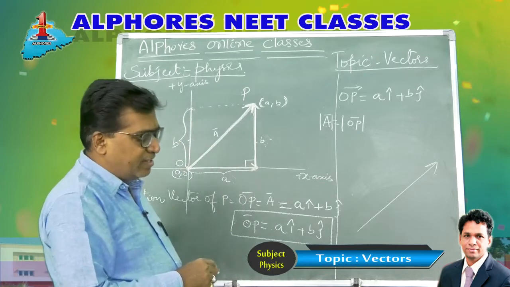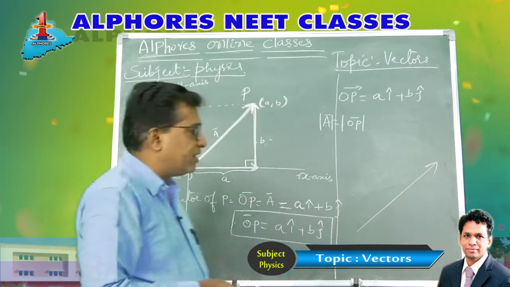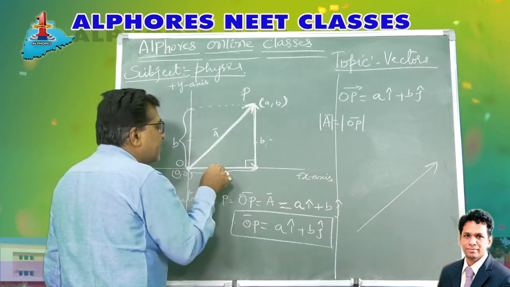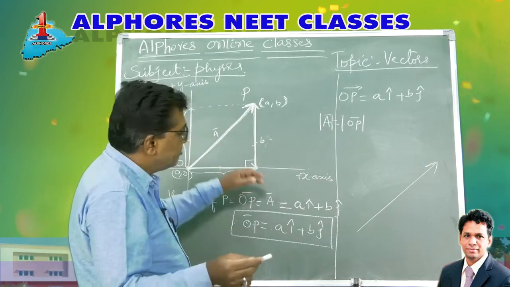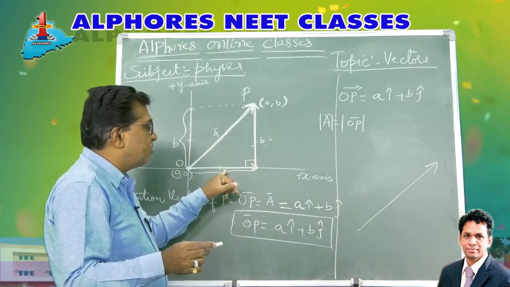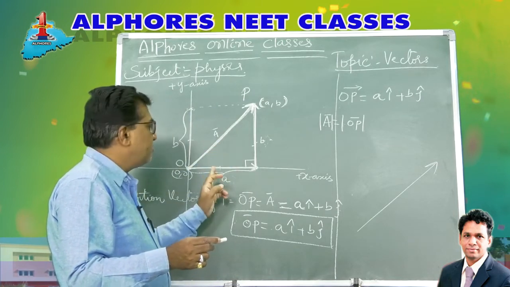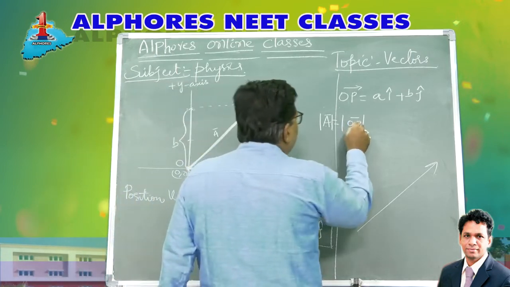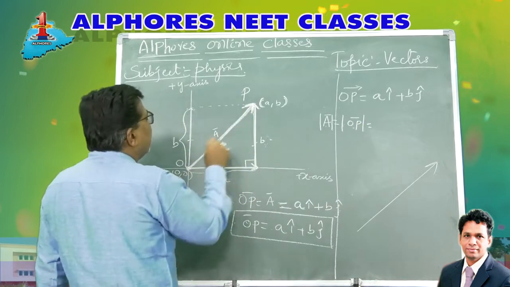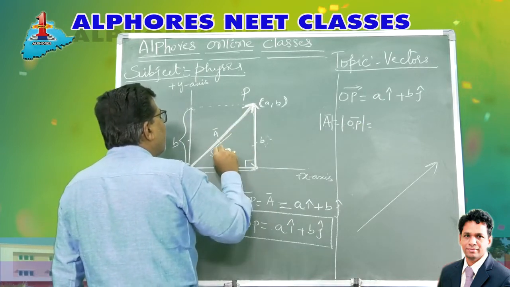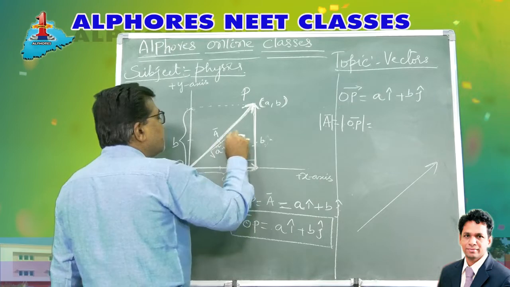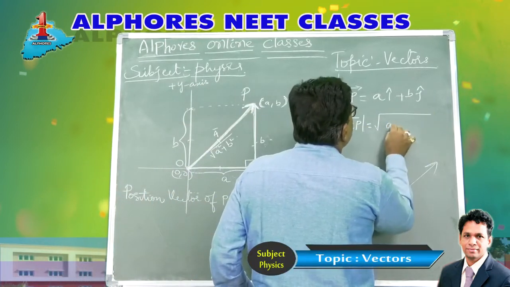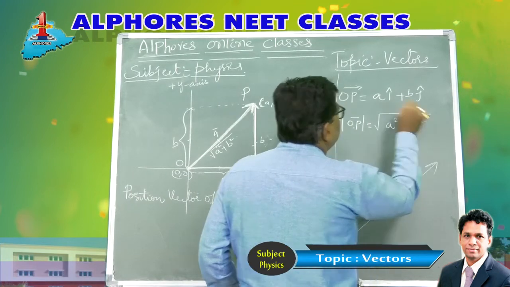Now, in a right angle triangle, you can apply the Pythagoras theorem. Applying it, the magnitude, the length of this line segment, if this is A and this is B: the square of the hypotenuse is equal to the sum of the squares of the base and the height, the altitude. Therefore, from this right angle triangle, OP is equal to the square root of A square plus B square.